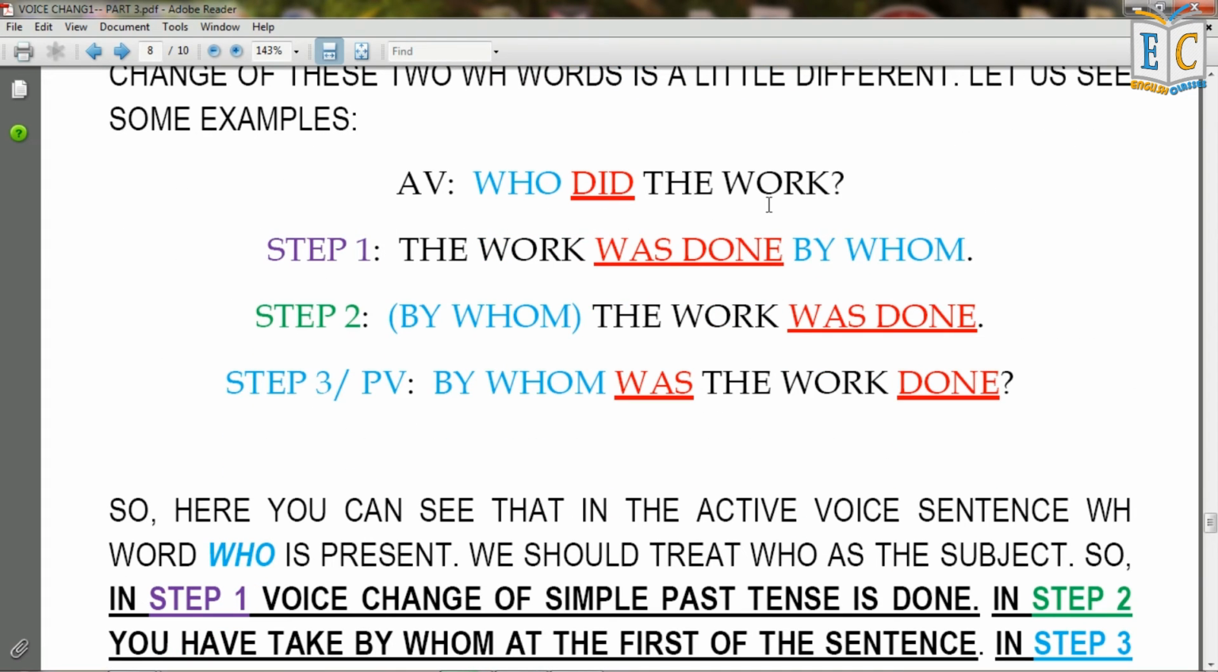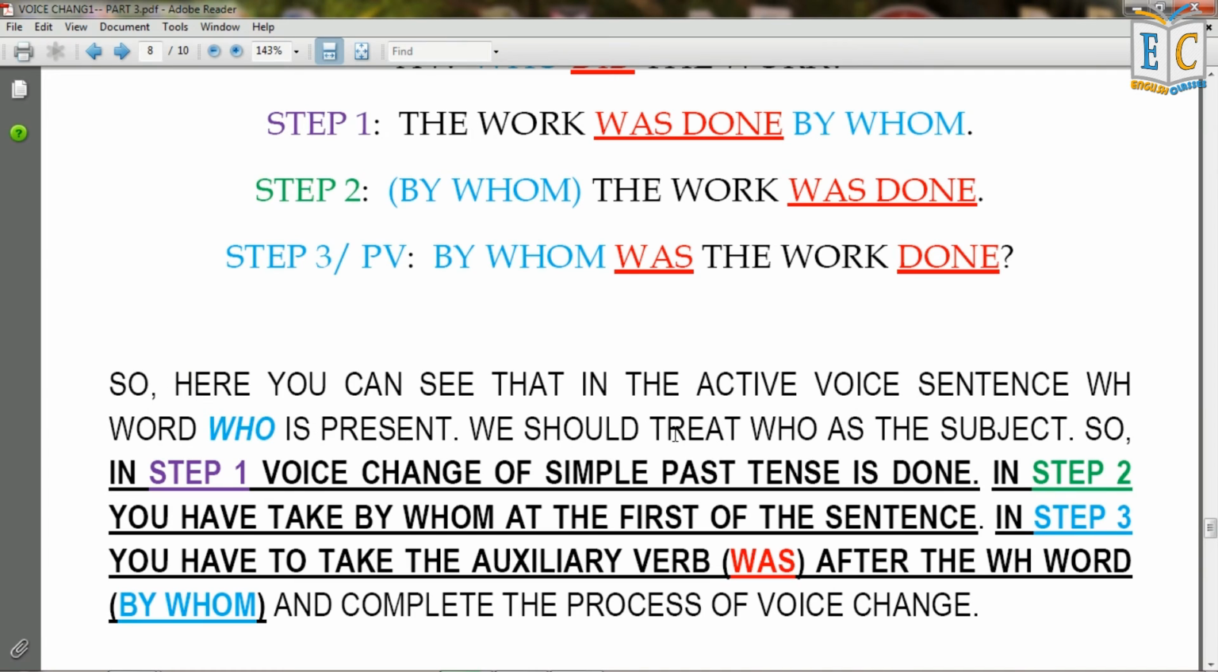In active voice, who did the work? In step 1, it becomes the work was done by whom. In step 2, you have to bring by whom at the first, and the work was done. You have to keep the leftover sentence here. In step 3 of the passive voice form, it becomes by whom was the work done.